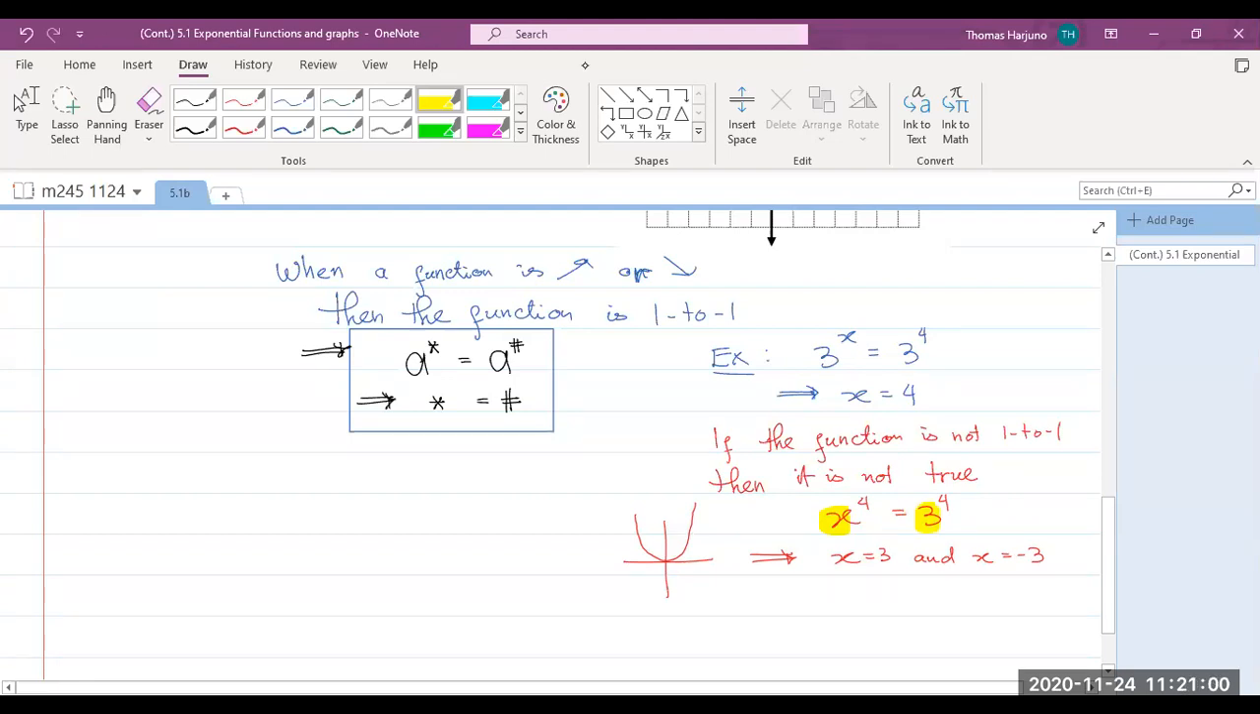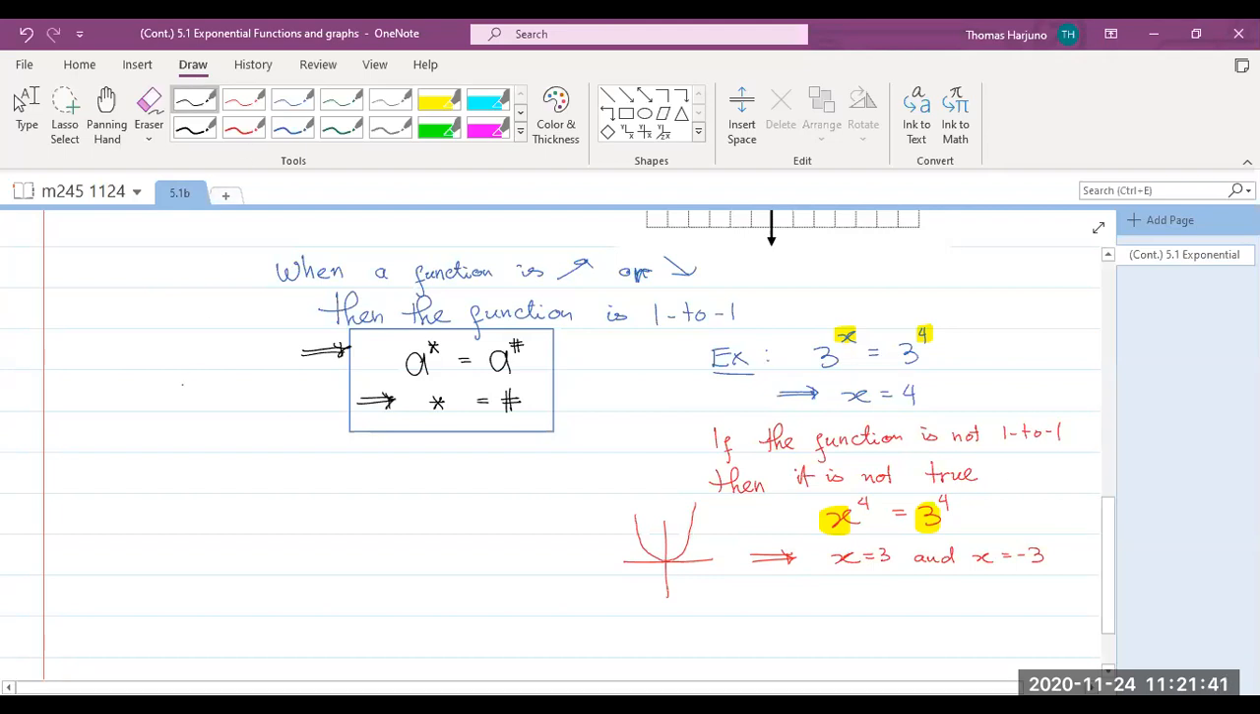But once you have a one-to-one function, then if they are the same, it must be that one. An answer must be the answer because it's one-to-one. If it is not one-to-one, an answer may not be the only answer. Maybe something else.